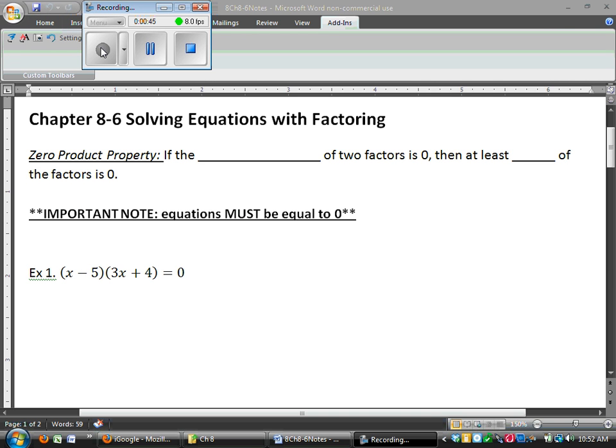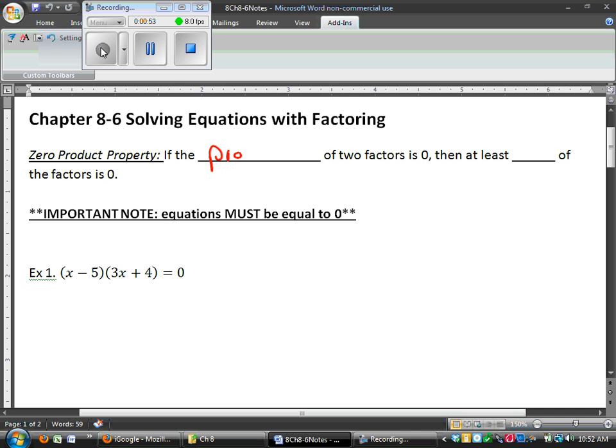This is something that is pretty common sense. It makes sense if you think about it, but you don't tend to think about it all that often. What it says is that if the product of two numbers, or two factors, is 0, then at least one of those factors is 0. This is something that you learned back when you first learned multiplication, but we didn't call it anything.